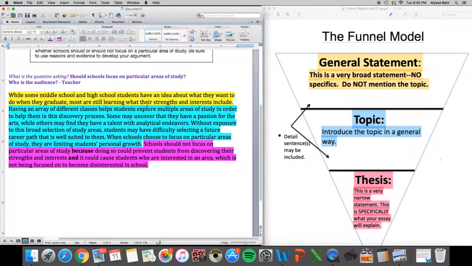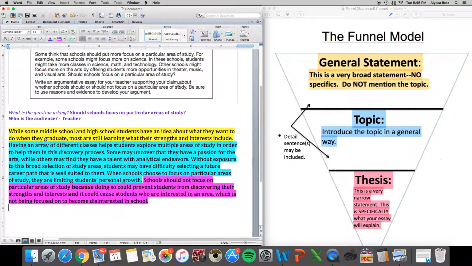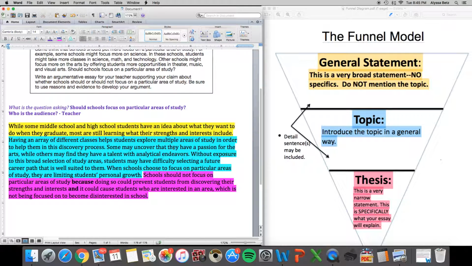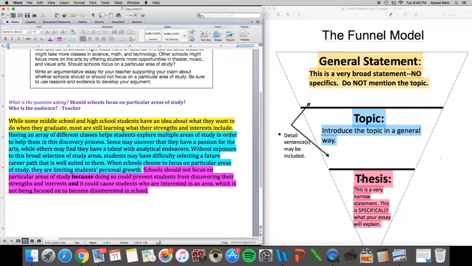After you have that general statement and you're not mentioning the topic, then you're going into the specific topic. So you're tying in pieces from the actual writing prompt that you're provided. And the last piece of constructing your own introductory paragraph is to create a thesis statement. And the thesis statement comes at the end of that introductory paragraph.